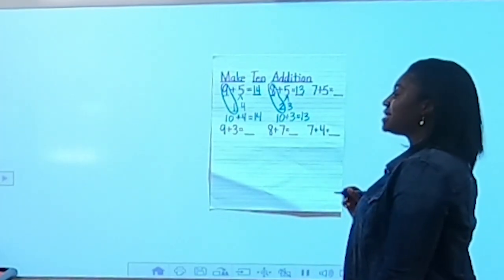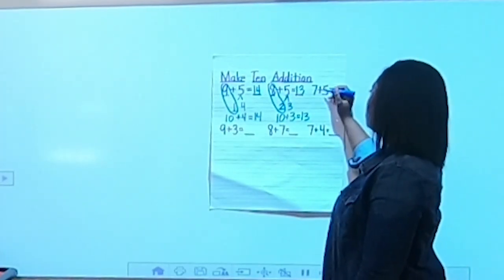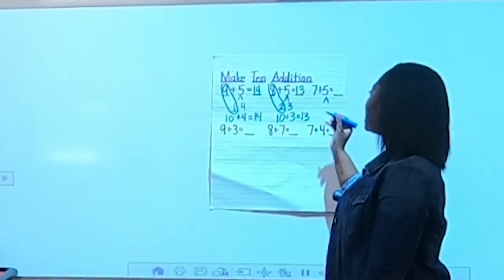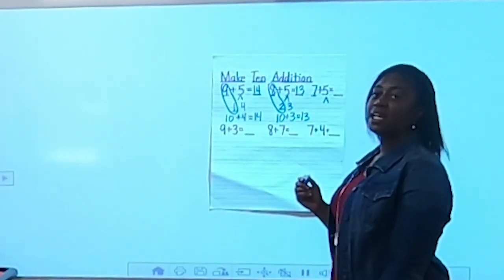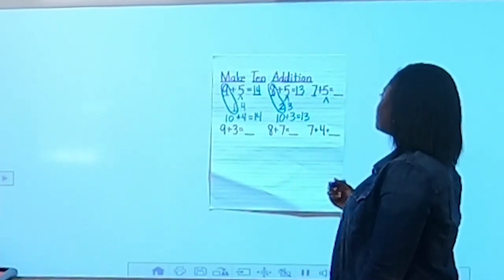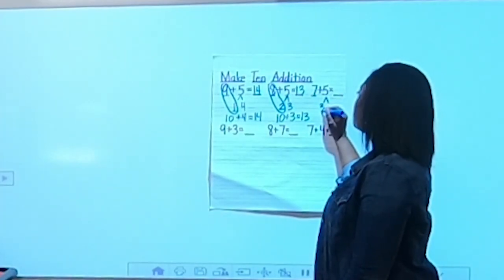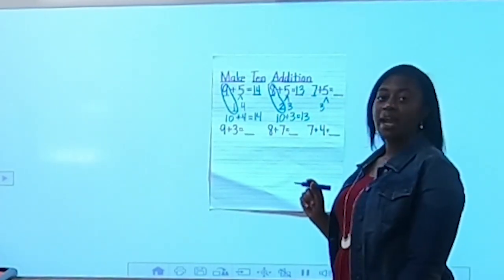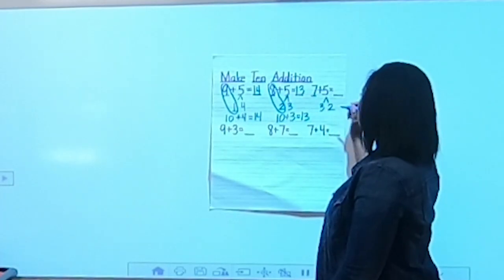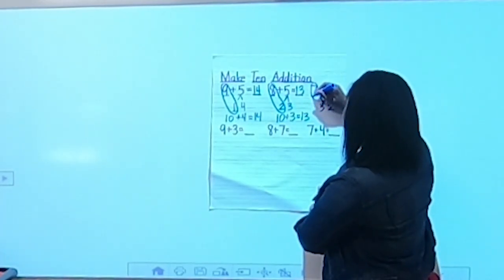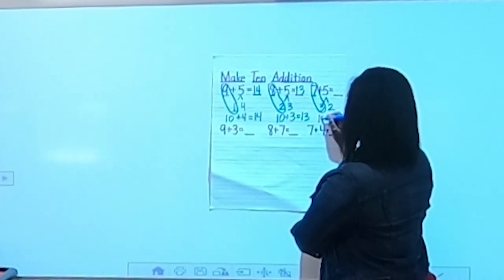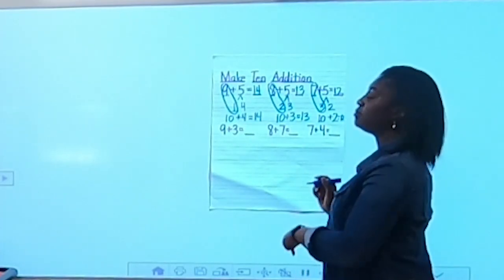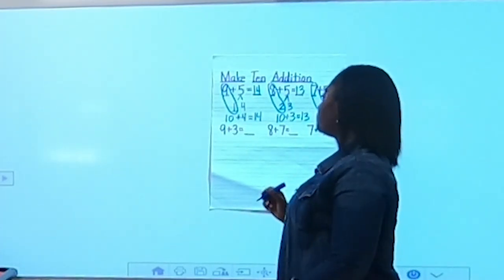Our next one we have is 7 plus 5. We're going to break apart again our smaller number, which is the 5. Now we look at 7 and its partner that would make a 10. Its partner is the number 3. 3 and what makes 5? That's right, 2. We circle the 7 and 3 because that's our 10. Plus 2 is 12. Keep going. You're doing great.